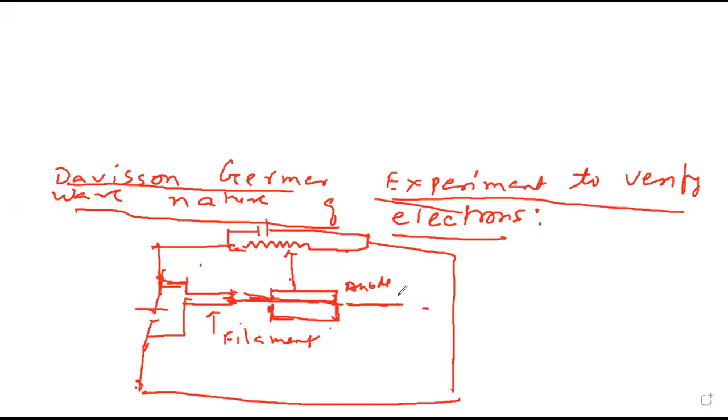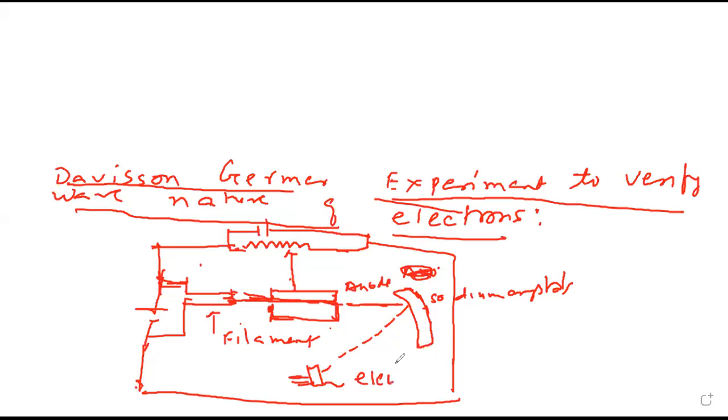So these electrons which come out are made to strike the anode crystals, or sodium crystals, through which these electrons get reflected back. They are collected by an electron detector, which can move on a circular degree scale. And this electron detector is then connected to a galvanometer.